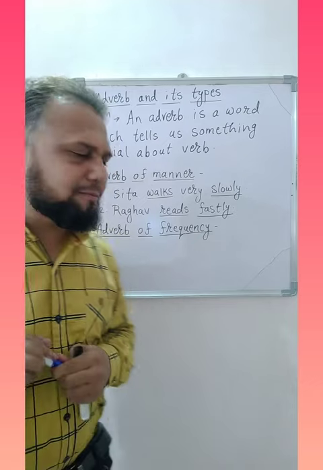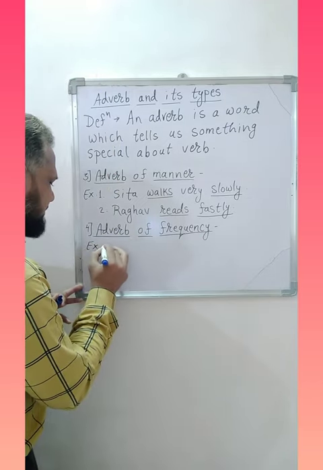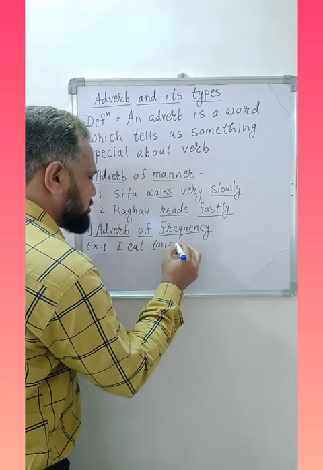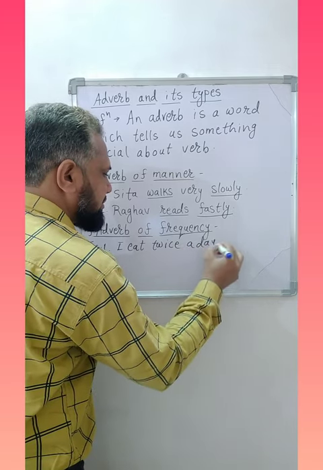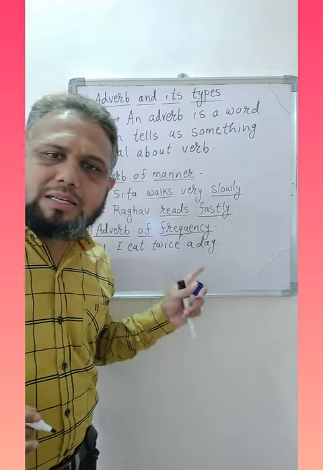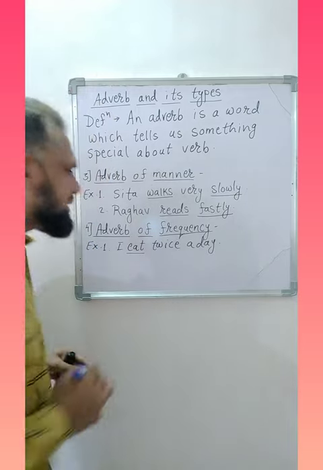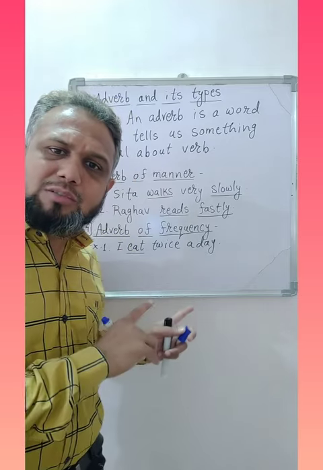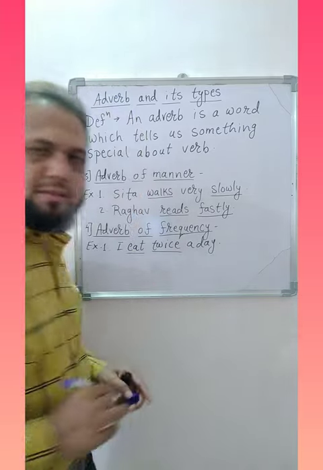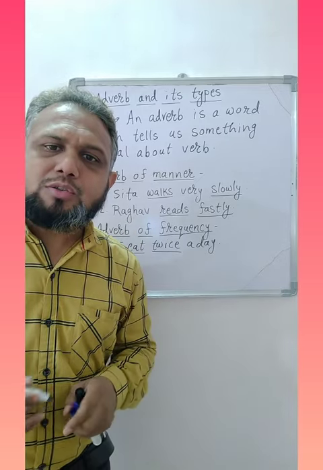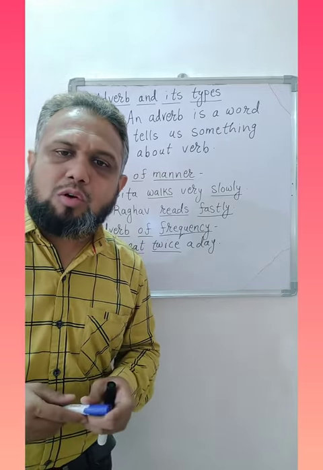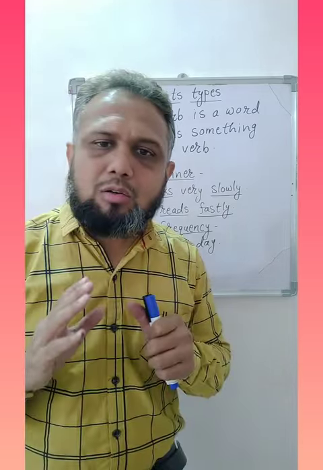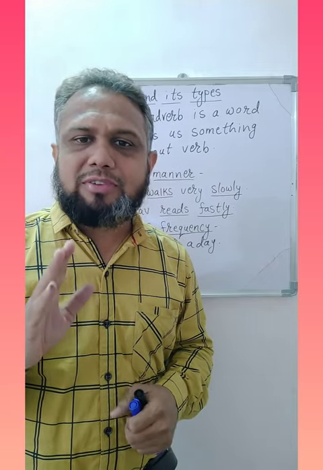So if I say that I eat twice a day. Now in this sentence, the verb is eat. And how many times is the action going to happen? Twice. Two times. Okay. So once, twice, thrice, four times, 100 times. Okay. Umpteen times, many times. They are called as adverb of frequency.